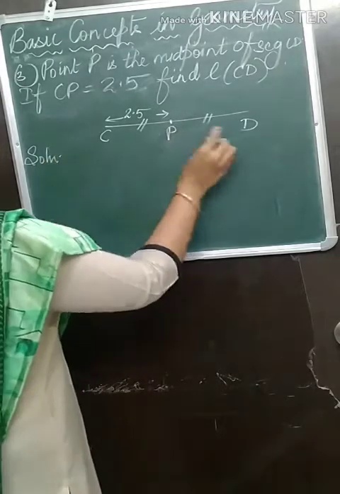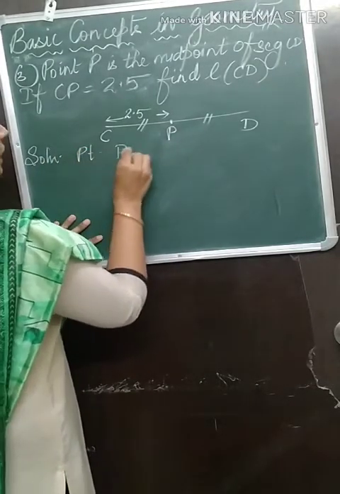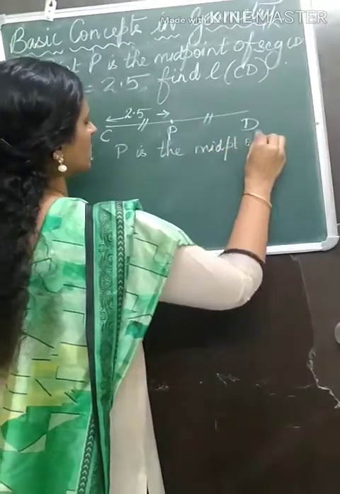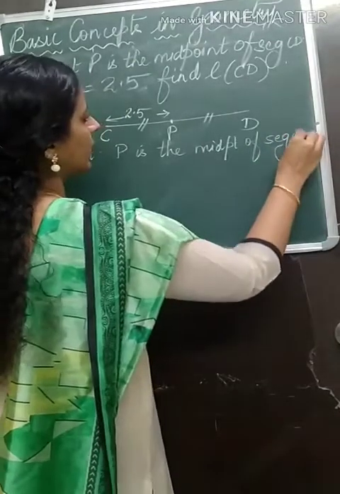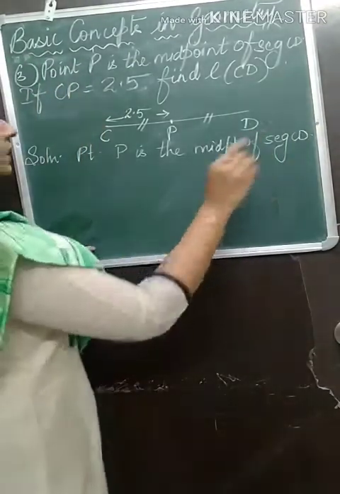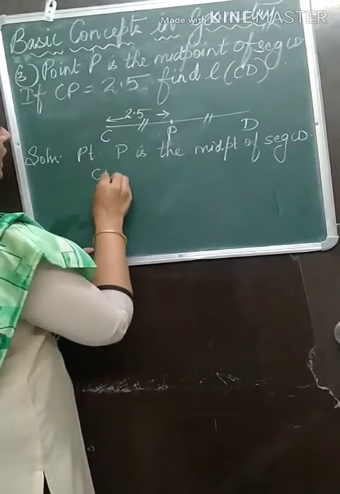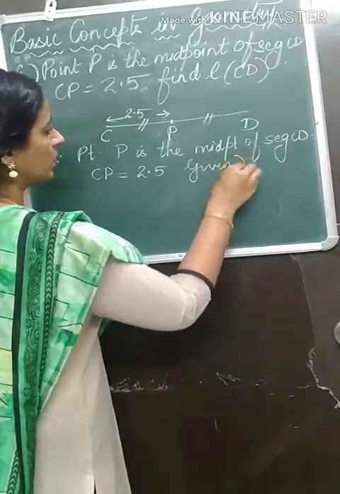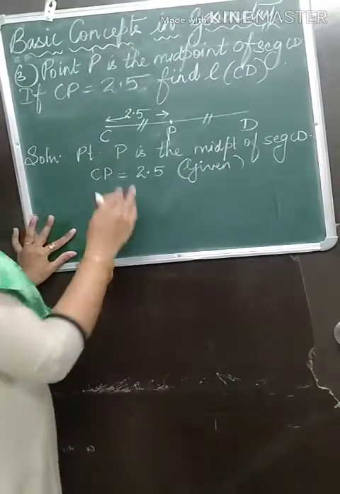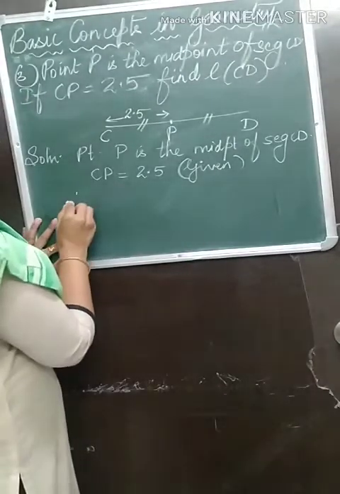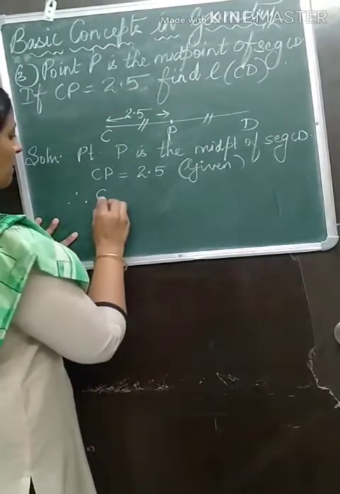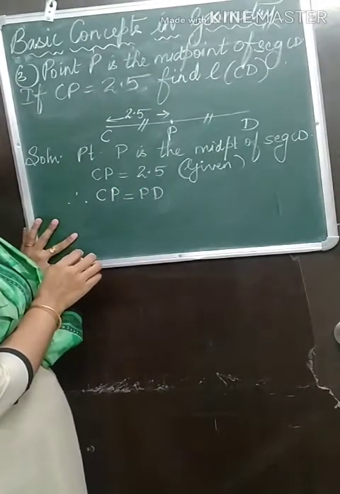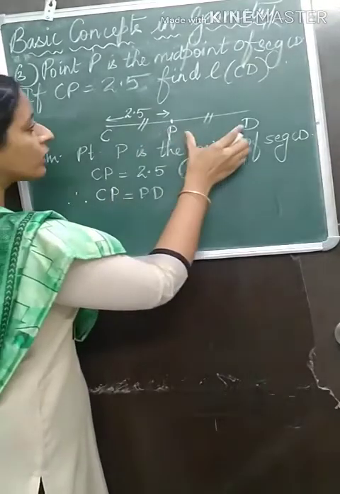Now here let us write: point P is the midpoint of segment CD. CP is equal to 2.5. This was given, so I'll write given. Now what did you understand from this? Therefore, CP is equal to PD. Correct, no? CP will be equal to PD.